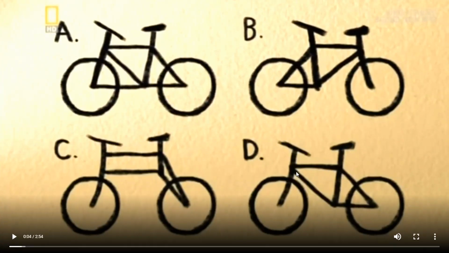If I would give you a minute to draw a bicycle, just out of memory, without looking at your phone or looking online, almost all the people come up with these four different bicycles. You have A, B, C, and D. If you see, from those four, only one is correct.